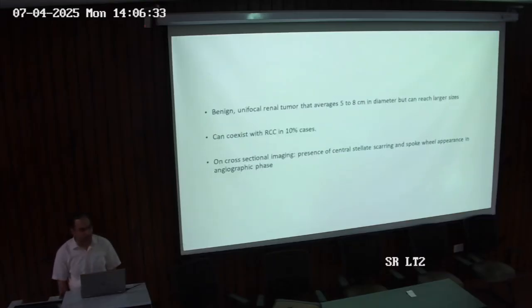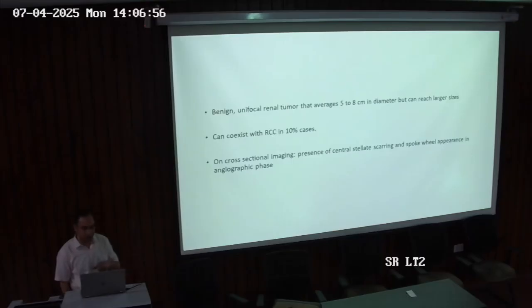This is a benign unifocal tumor, and average size is around 5 to 8 centimeters. So usually at presentation the tumor is very big. It can coexist with RCC in 10% of cases. On cross-sectional imaging, there is presence of a central stellate scar. This central stellate scar is also seen on CT scan.